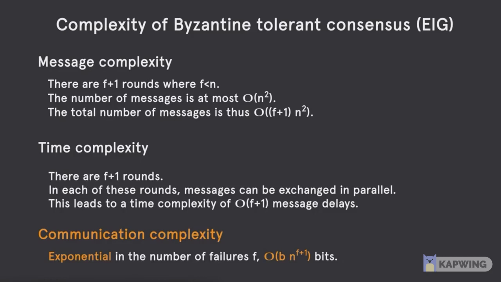The problem with this algorithm is the communication complexity. The size of the messages grows over time, as each node informs all other nodes about what it has learned from all other nodes previously. It follows that the complexity grows exponentially with the number of rounds, leading to a communication complexity of order b n to the power f plus 1.